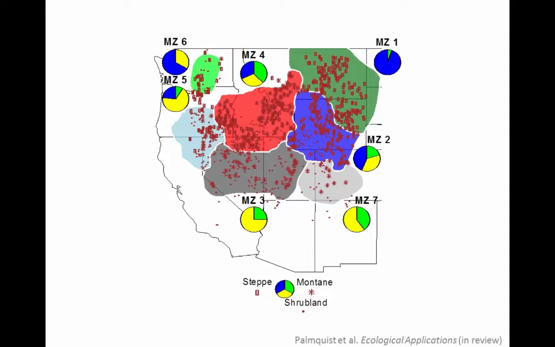And so in this figure, it may be a little hard to see, but the different symbols correspond to sites for the montane, steppe, and shrubland ecosystem types. The management zones are colored differently, and those colors will carry on in the upcoming figures. And then the pie charts here represent the proportion of ecosystem types in each management zone. So you can see, for instance, in management zone 1, there's no shrubland. Likewise, in management zone 6, in the northwest, there's no montane.